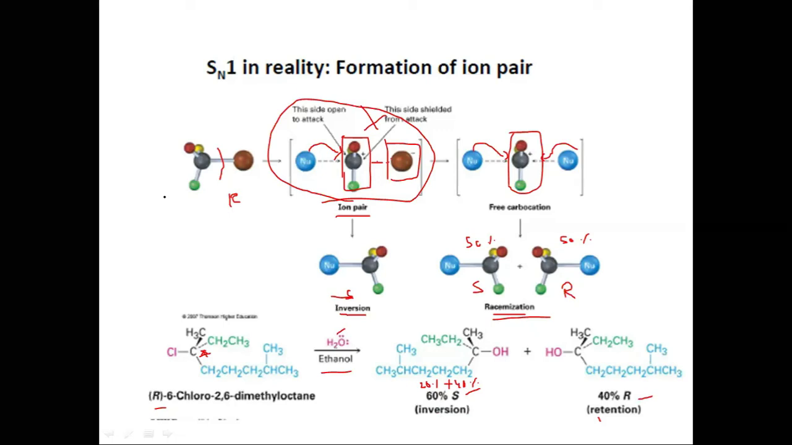Okay. So that's why, if you are taking an optically active compound, particularly in an SN1 reaction, you will have the inversion product slightly in excess along with the racemization.